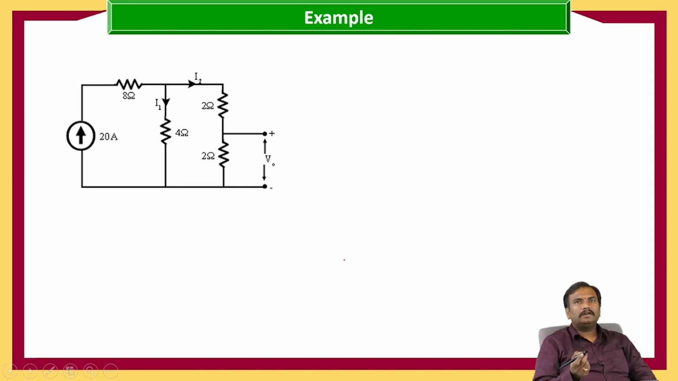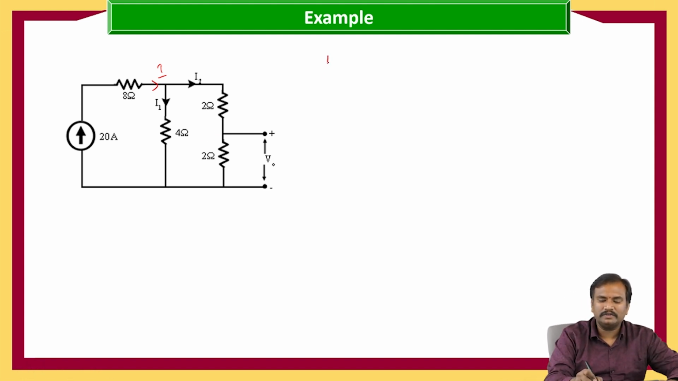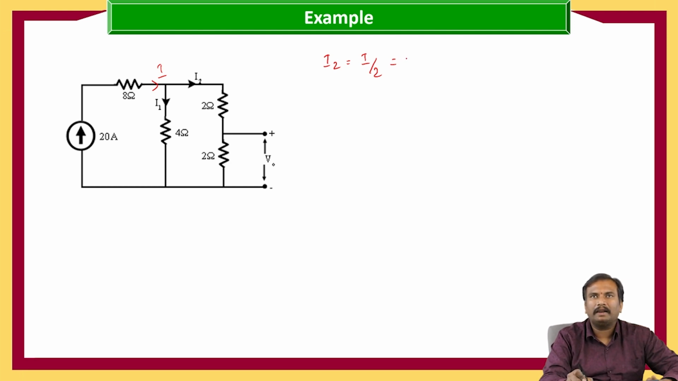Here, when there is a current source, this current will be divided into two, I1 and I2. If you see the circuit, these two resistors are connected in series, so this is 2 plus 2, 4 ohms, and two parallel resistances are connected. The current which will be divided into two parallel resistances is the same. So I2 is equal to I by 2 because of parallel equal resistances, that is equal to 20 by 2, which is equal to 10 amperes.